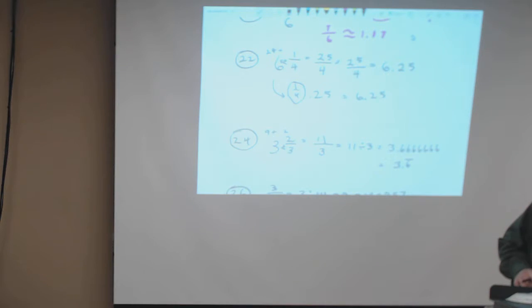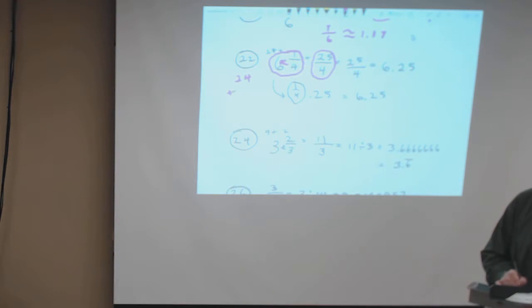What's 22 all about? Oh, 22 is 6 1/4. So you change 6 1/4 to 25/4. And how do you do that? You take the 4 times the 6, and what's 4 times 6? 24. Then you add the 1, and that's how you get 25/4.